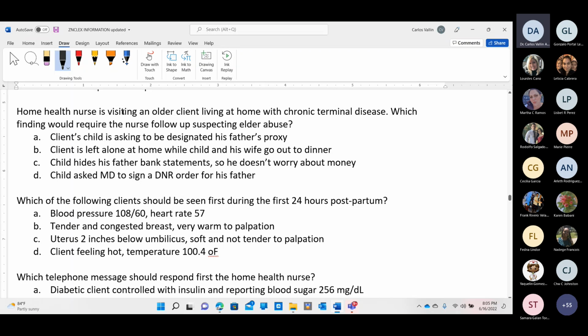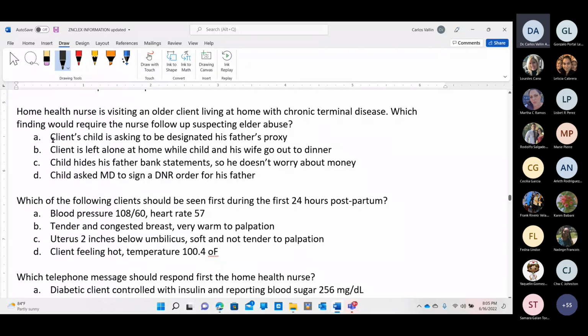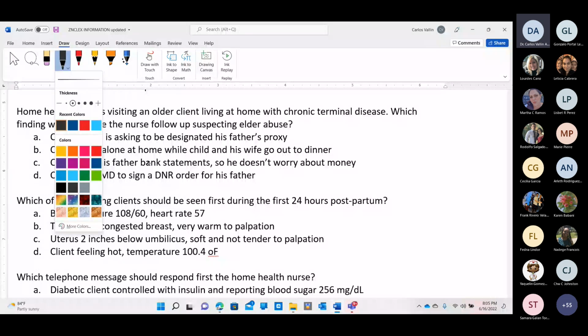A home health nurse is visiting an older client living at home with chronic terminal disease. Which finding would require the nurse to follow up, suspecting elder abuse? Okay, so this is something that is frequent in the exam: child abuse and abuse of older clients. Option A: the client's child asking to be designated his father's proxy. Do you think that is something that could make you suspicious that the child is abusing the client?